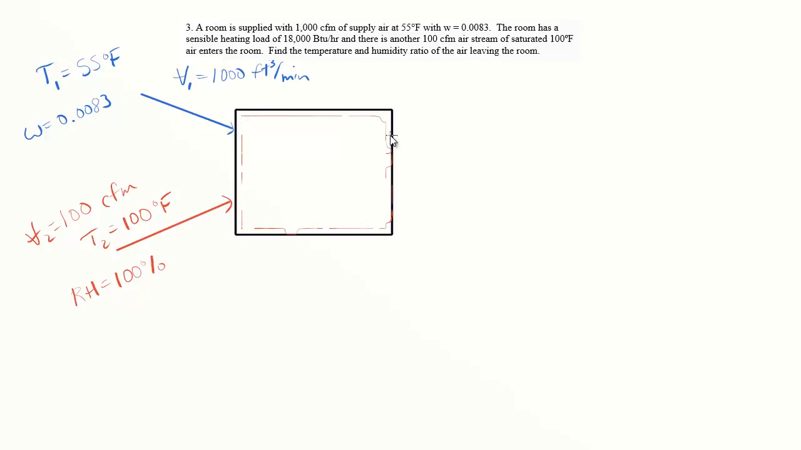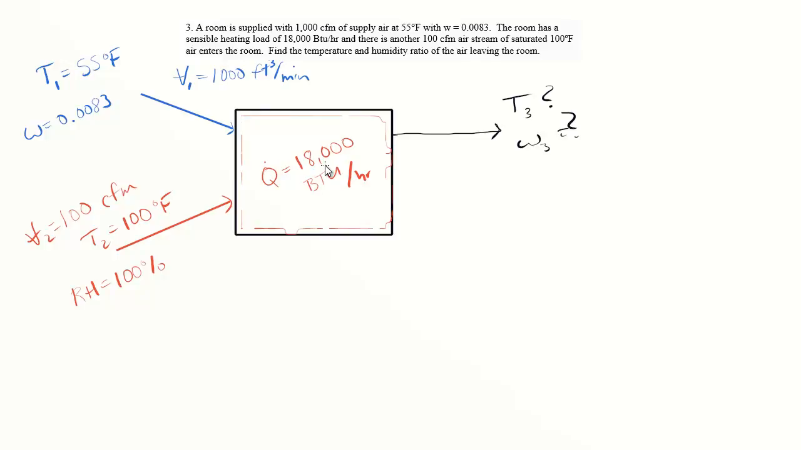And then what's exiting the room is what we want to find. We want to find the temperature, I'm going to call this state 3, and its humidity ratio. The other portion of this problem is that there's a heat load in the space, so we have some energy being generated in the space by people, lights, electricity, some other energy is crossing the boundary, and it's estimated to be 18,000 BTU per hour.